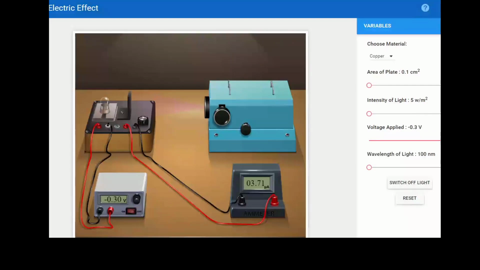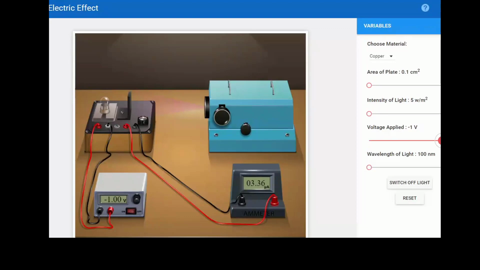Firstly, see at 0 volt, you have some current. That means this is a photocurrent. How are we getting it? Due to the photoelectric effect. We have not applied any voltage, but we are getting the current. That means electrons, charges, are coming. When light falls, photoelectrons are emitted. They have some kinetic energy, so they reach the cathode, and they give the current at 0 volt. But now you see when we increase the voltage.